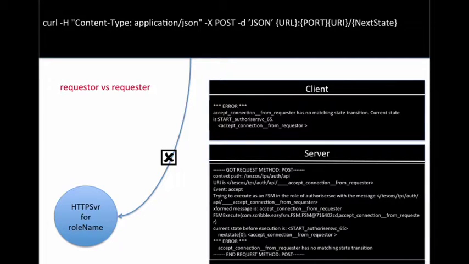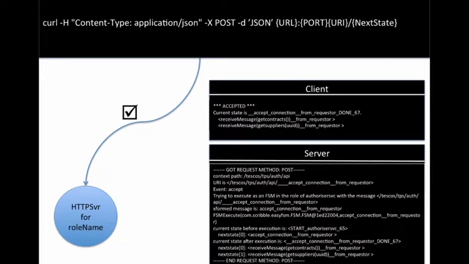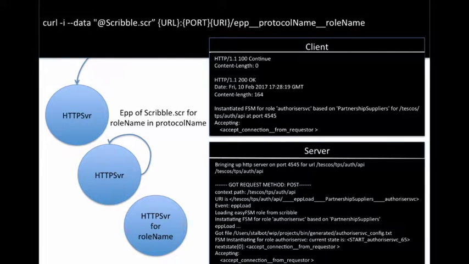Now, one of the nice things that you can do, if we go back to the EPPP, is that you can add to the role name, you can add the start state. So we can start a finite state machine in any one of the valid states, which means that if one of them dies and we need another one to pick up where the other one left off, it's really easy to do this. We just inject the Scribble, the protocol name, the role name, and add the state that we want it to be in, and it comes up in the appropriate state.